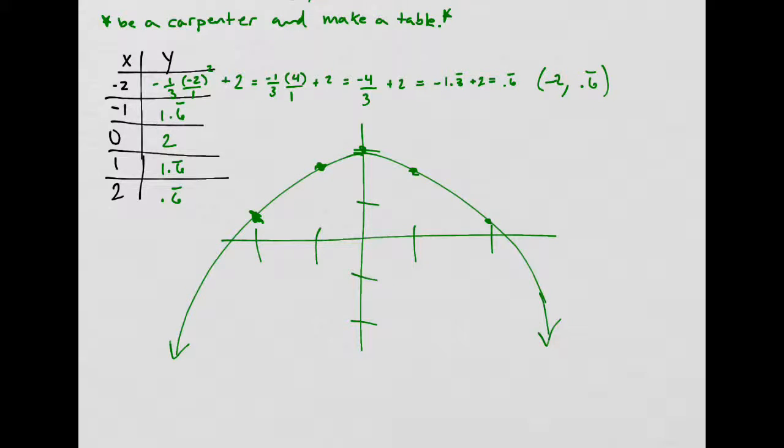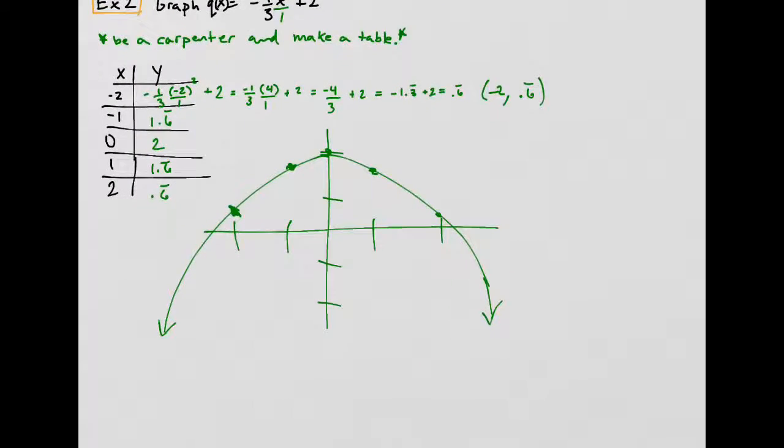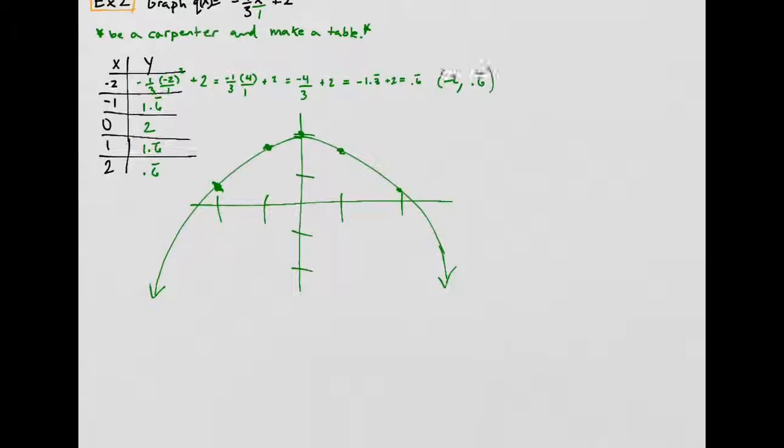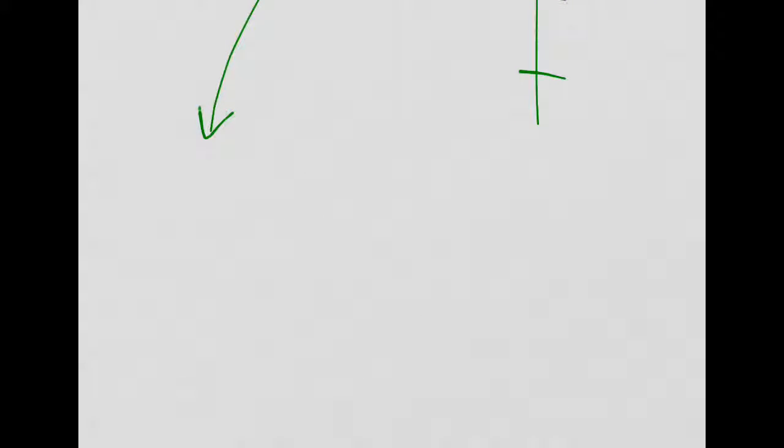Cool. That's pretty simple. Now the title of these videos were graphing y equals ax squared plus c and zeros of a function. So let's talk about what zeros are.